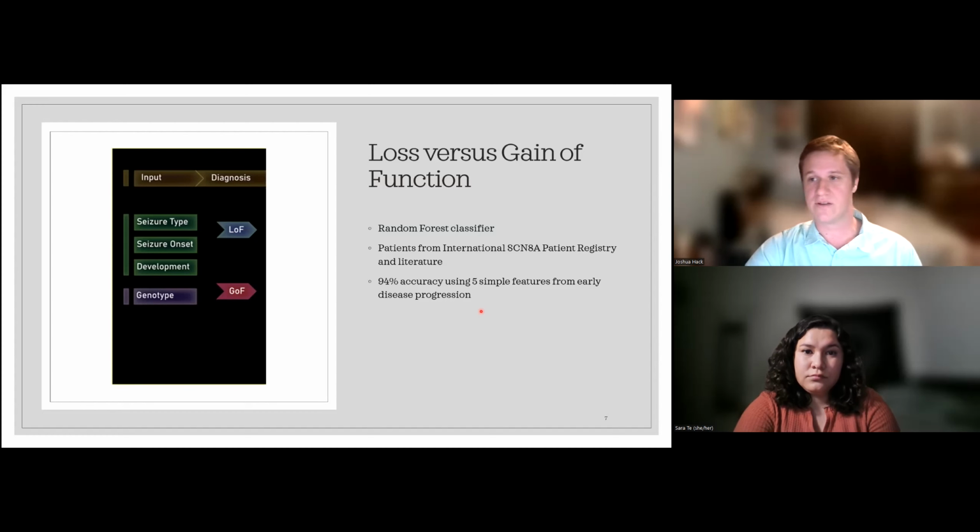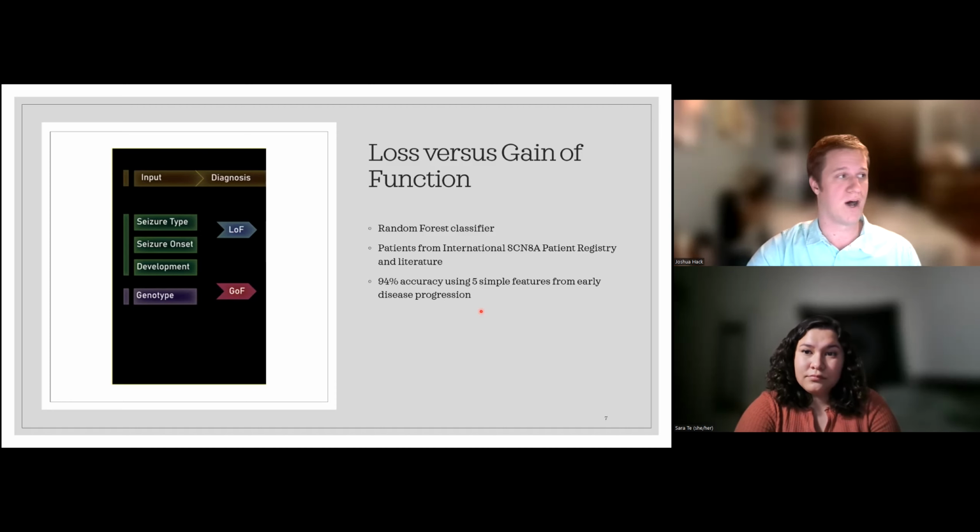All of the data that we used in this study was provided by either the International SCN8A Patient Registry or found in literature. And so interacting with studies and incorporating your data and your patient's life, or your child's life, into the registry and literature really expands our ability to understand the disease. And it's extremely important for developing better ideas of how to treat this disease.